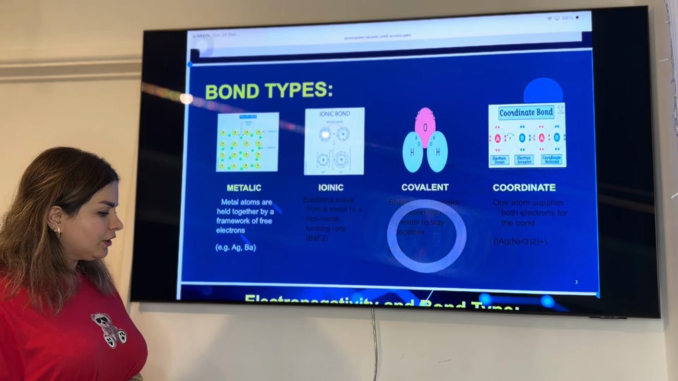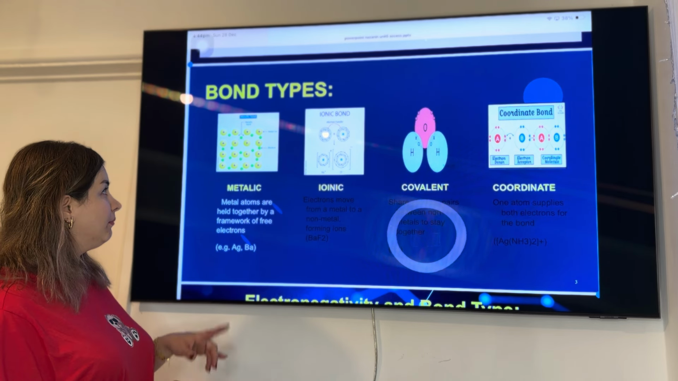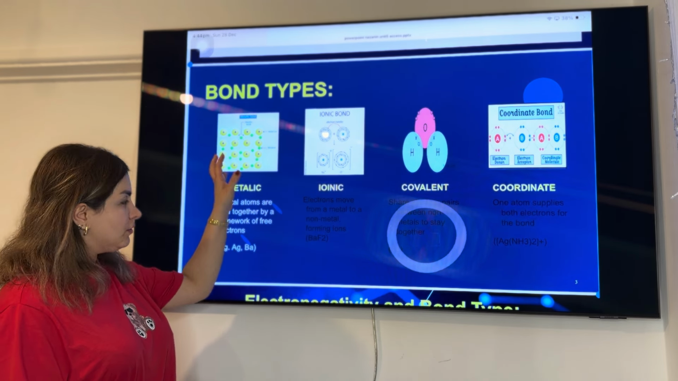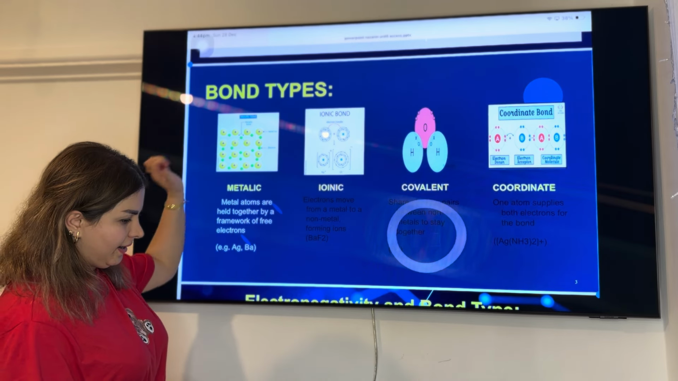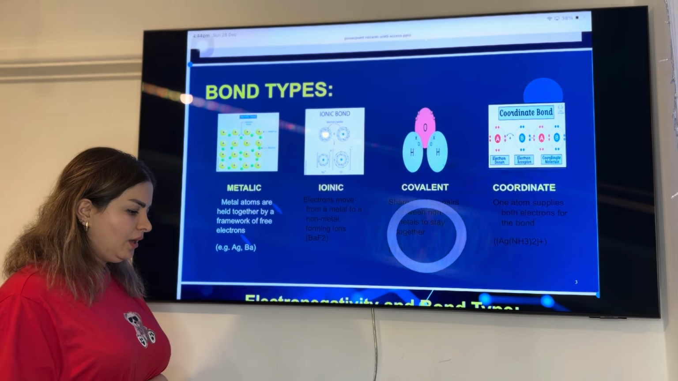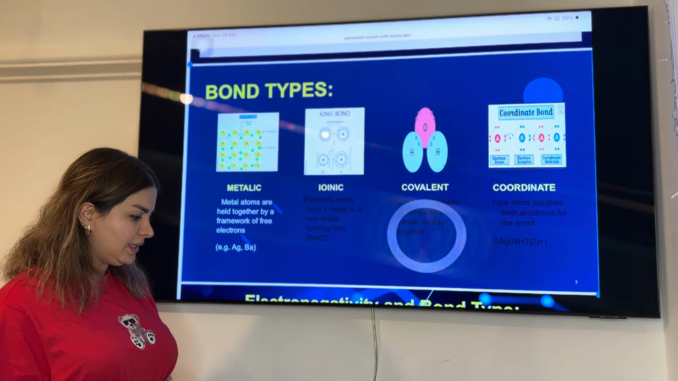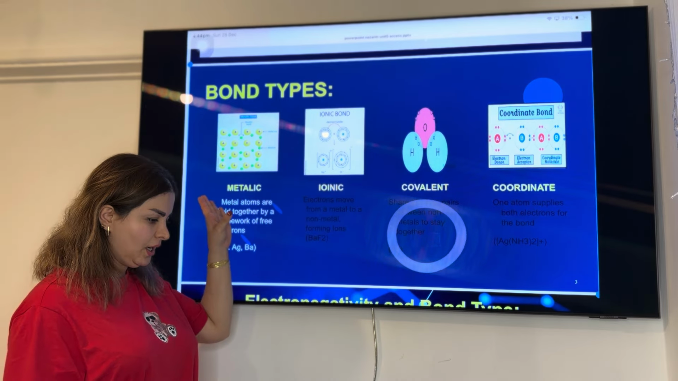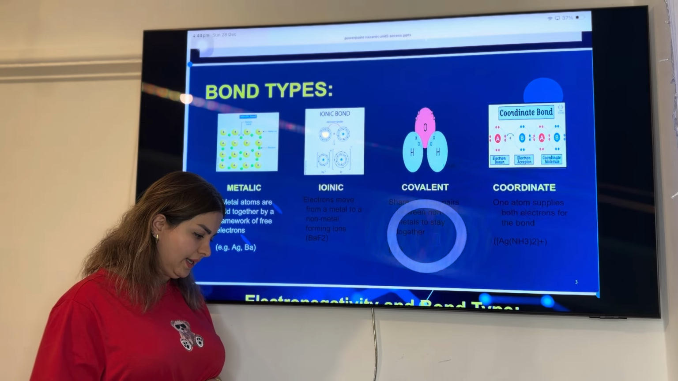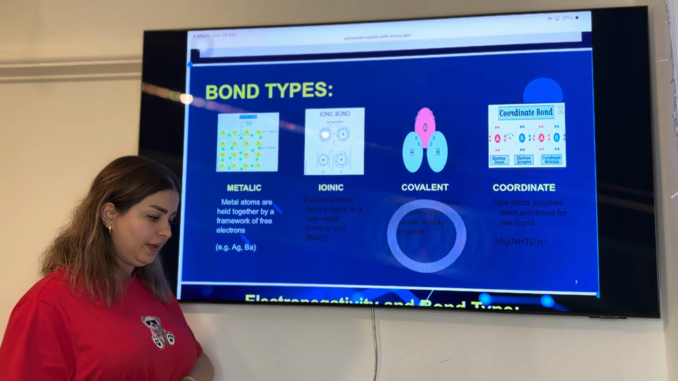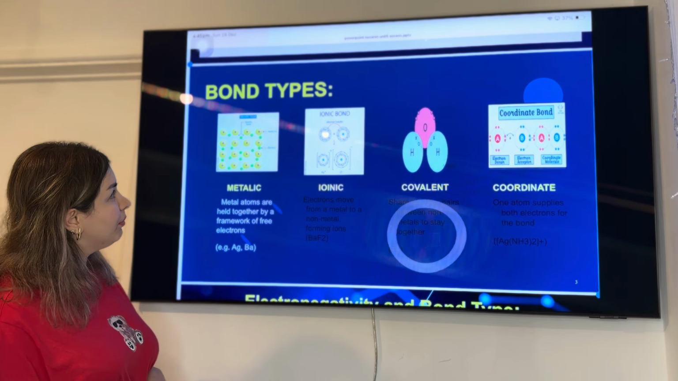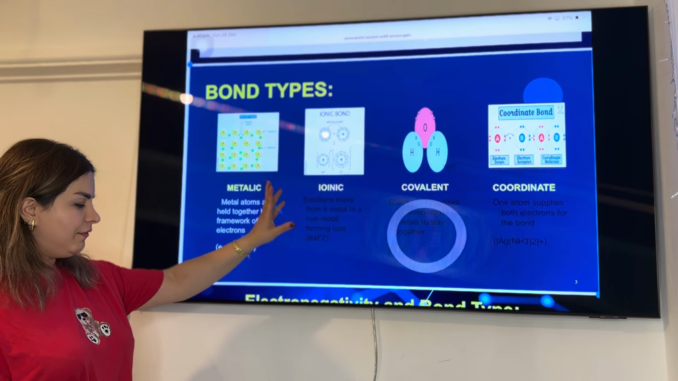So, metals such as silver are held together by metallic bonding, where electrons are delocalized. So we've got delocalized electrons here, and they are also called free electrons, free to move throughout the structure. This explains why metals conduct electricity. Due to their free and delocalized electrons, they are good conductors of electricity, and they can also be shaped easily.